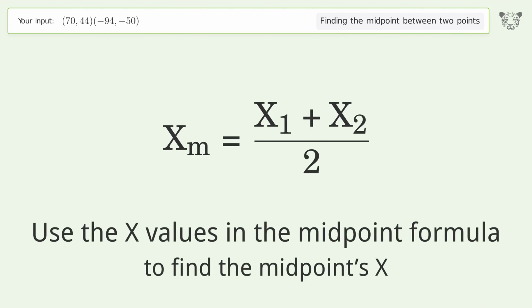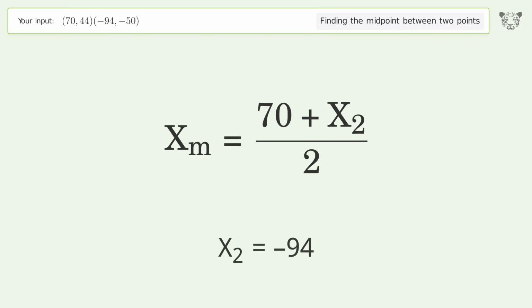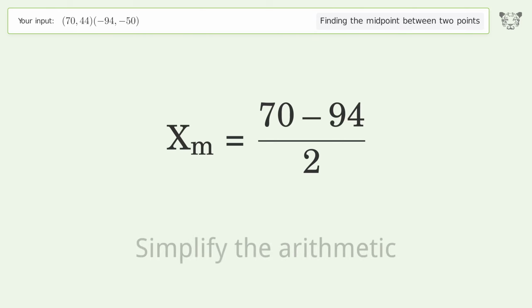Use the x values in the midpoint formula to find the midpoint's x. x1 equals 70. x2 equals -94. Simplify the arithmetic.